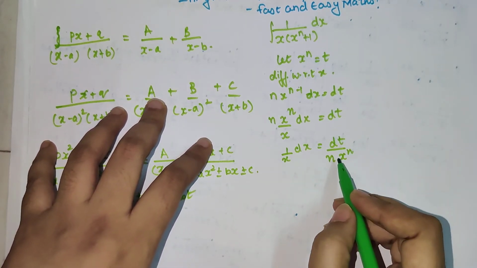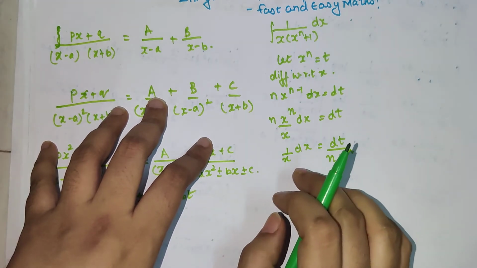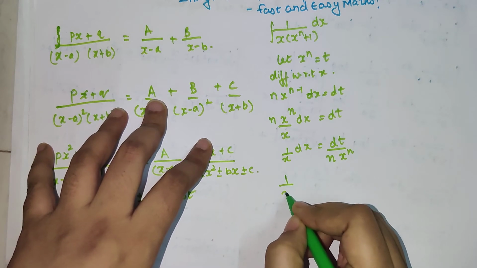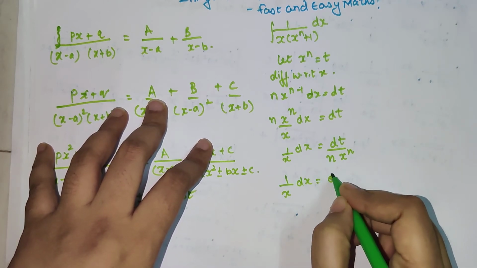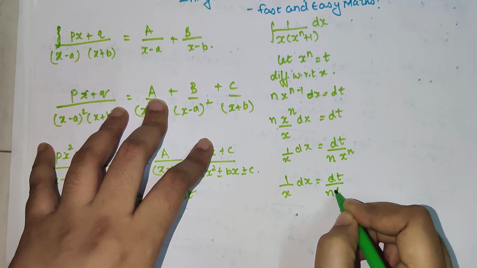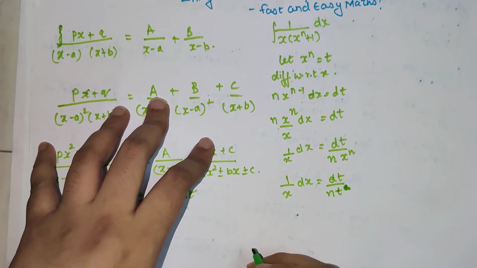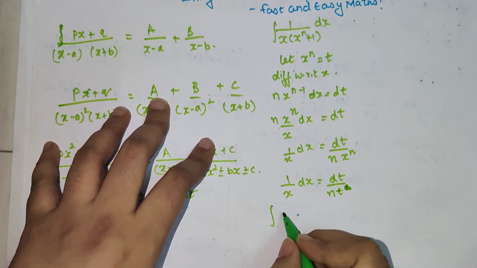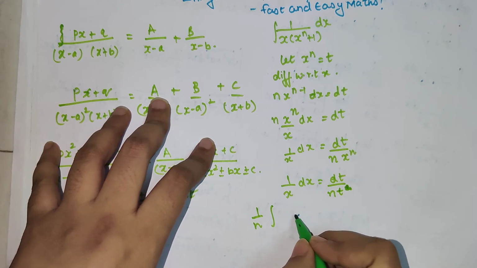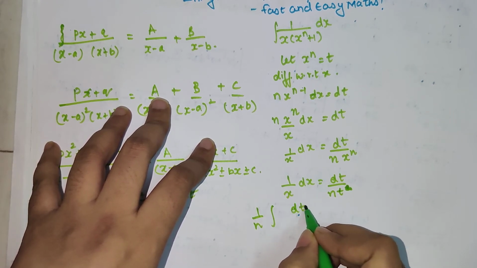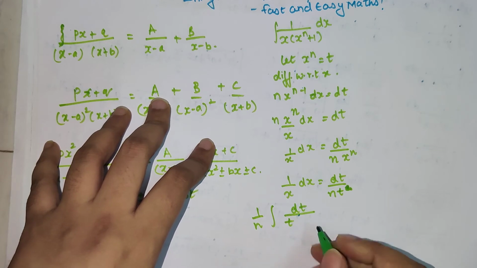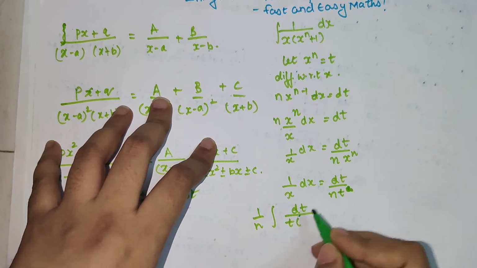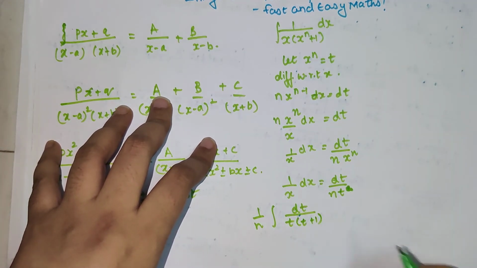Now the problem is, with dt I do not want anything related to x, and we know that x raised to n is nothing but t. So I can write 1 upon x dx is equal to dt upon n into t. Okay, so let's write our question in terms of t. I have 1 upon n taken outside, so dt upon t, and x raised to n, which is again t, plus 1.